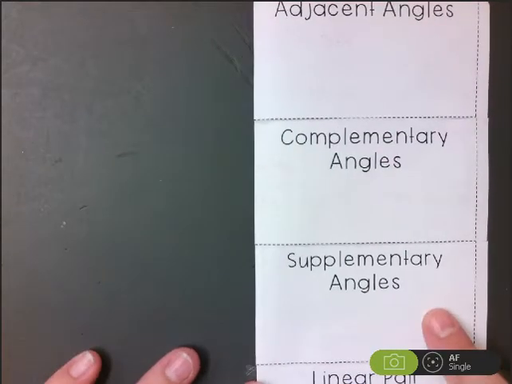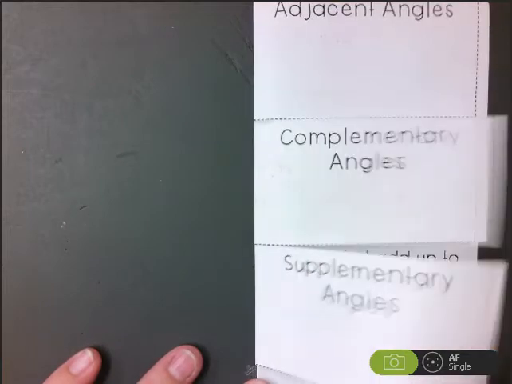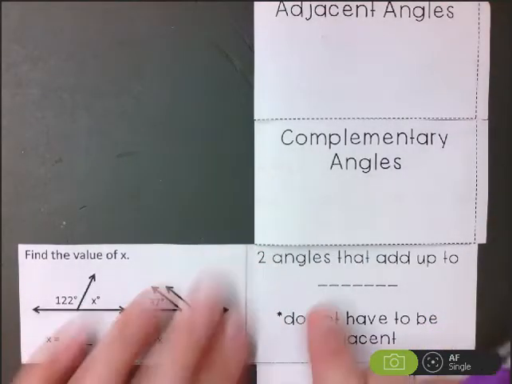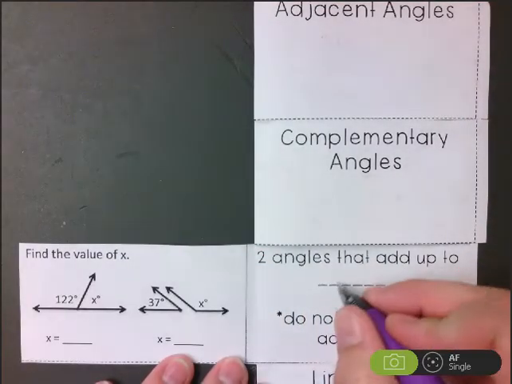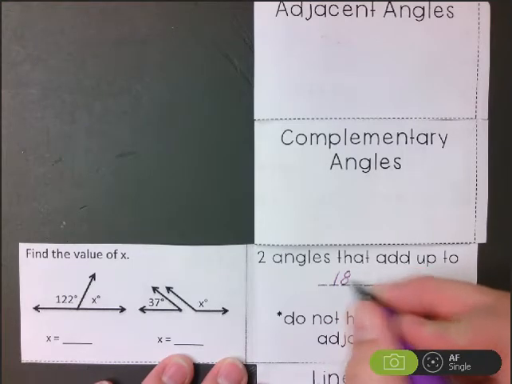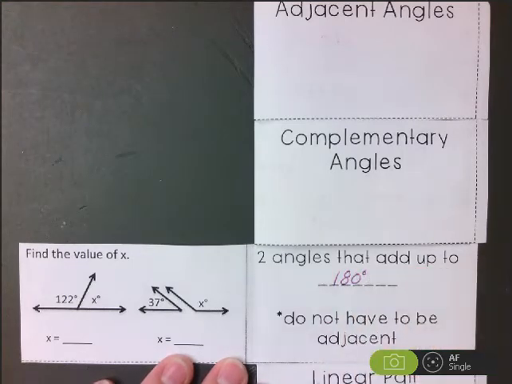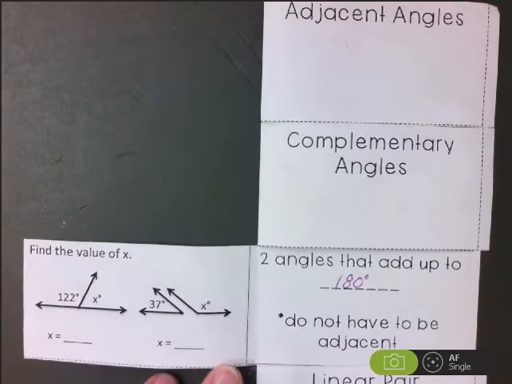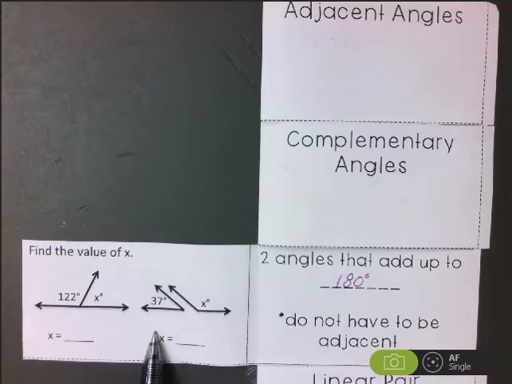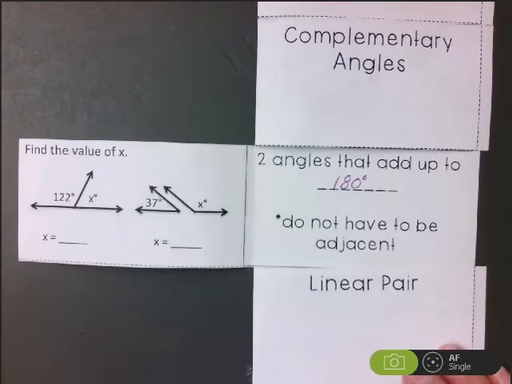The next one we're going to do is supplementary angles. So supplementary angles are two angles that add up to 180 degrees. So if you remember the other day from our foldable, 180 degrees is a straight angle. So we want it to be a straight angle. And again, they do not have to be adjacent to each other. They can be, but they don't have to be. So we have two different examples over here. Let's take a look at those.